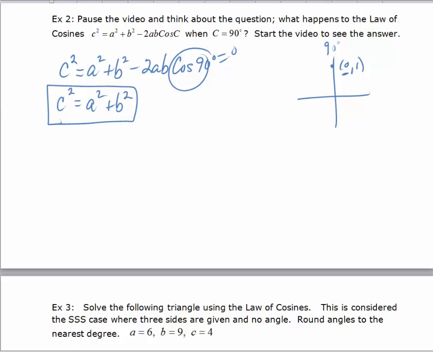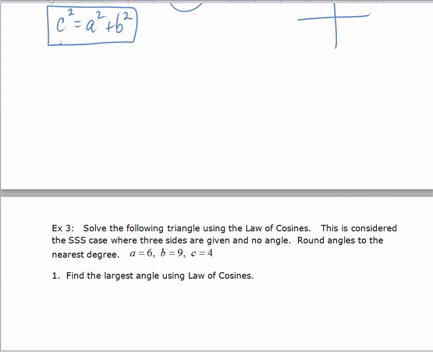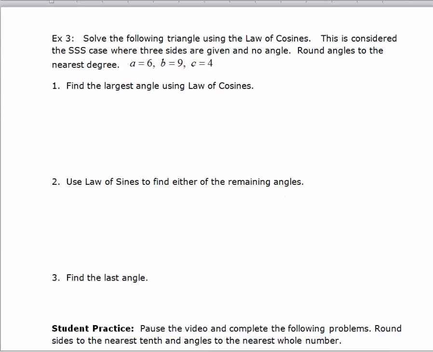It's true when you have a right triangle, and so if you have a right triangle, there's no need to use the law of cosines. You certainly may, but it really is just going to come down to the Pythagorean theorem. Alright, so let's use the law of cosines to solve a side-side-side problem.